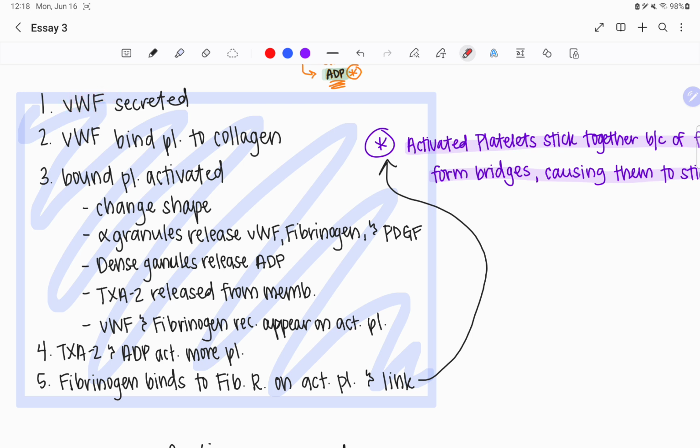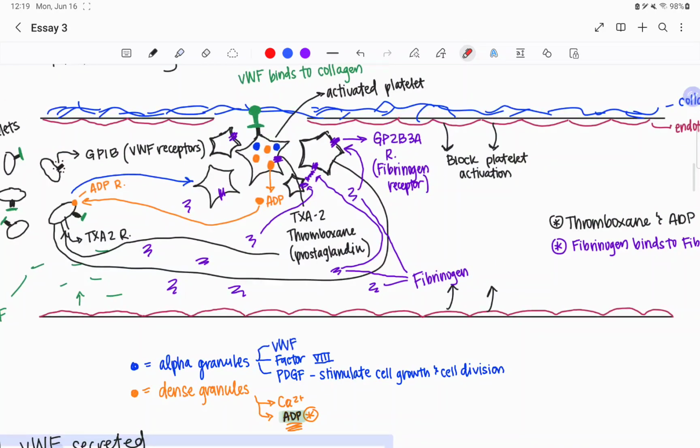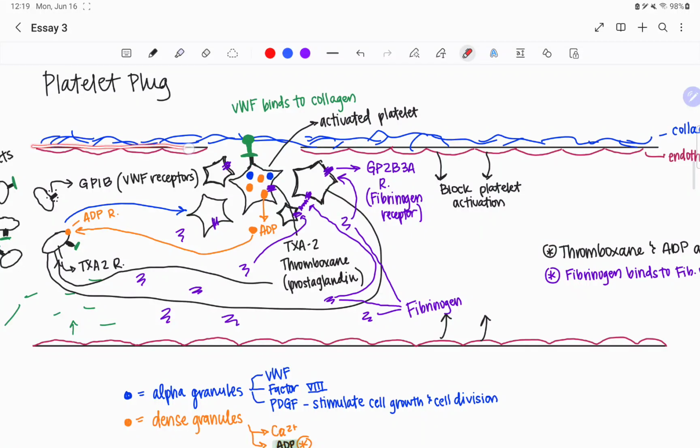Okay, so it's secreted, and then what VWF does is it binds to platelets, and then it binds platelets to collagen in the cell wall. So if I'm going to come up here and just kind of show you, I have this cell wall, and then here's some damage, right? And then the cell wall continues on back over here, okay? But in this damage site, collagen is exposed.